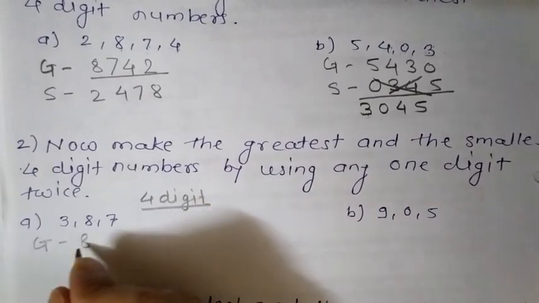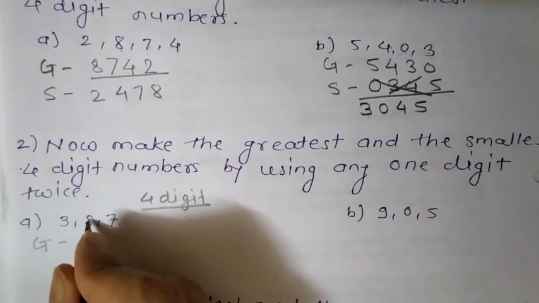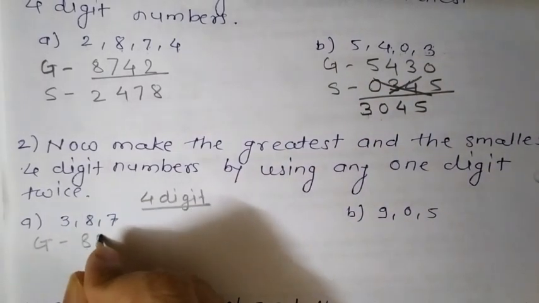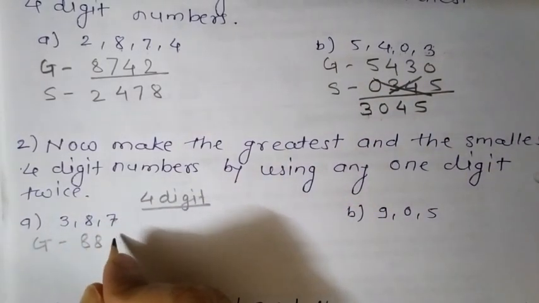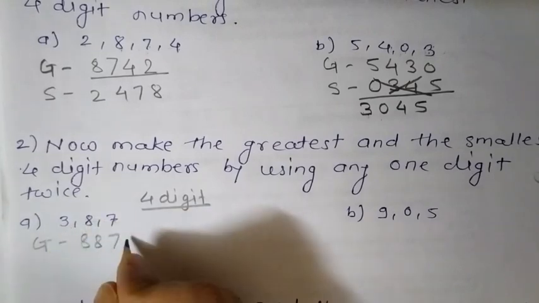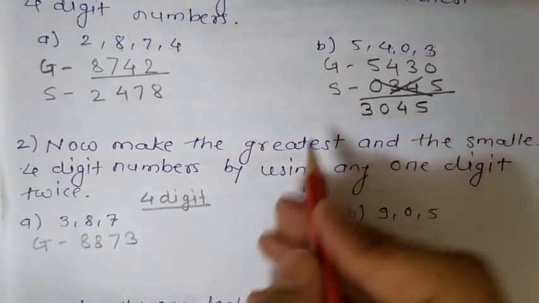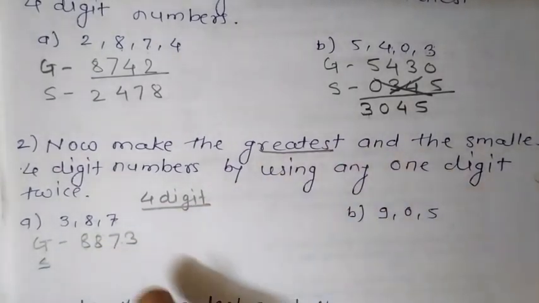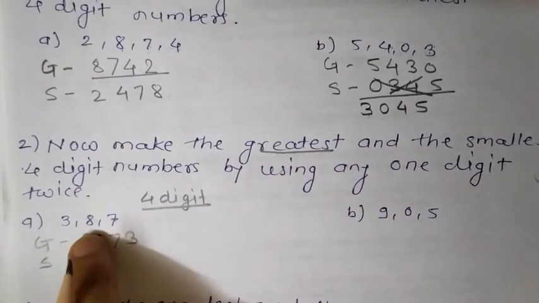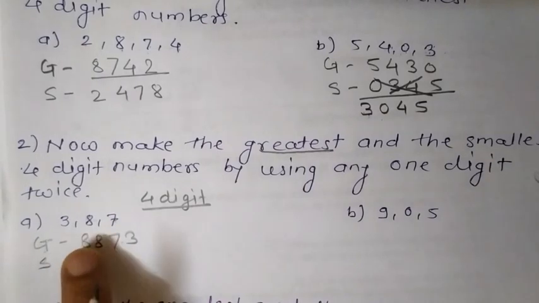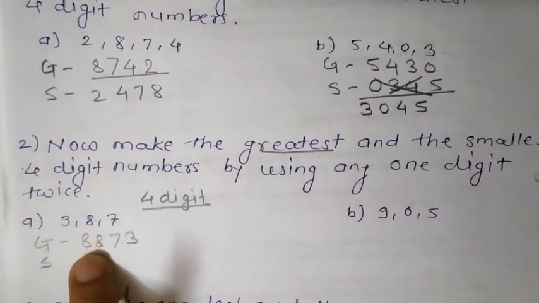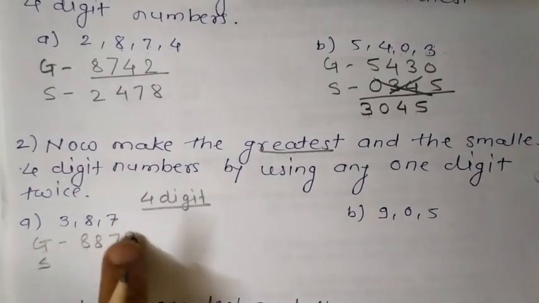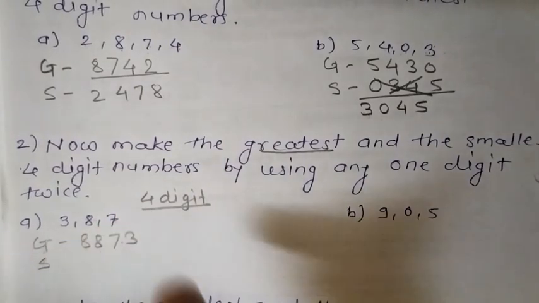So for the greatest number, I will prefer 8 because 8 is the greatest. I will use it 2 times, and for the rest, the next greatest is 7 and last is 3. So this is our greatest number. What we did: first we took the greatest number, that is 8, and we use it 2 times, because it's the greatest. Then 7 is the second greatest, then 3.